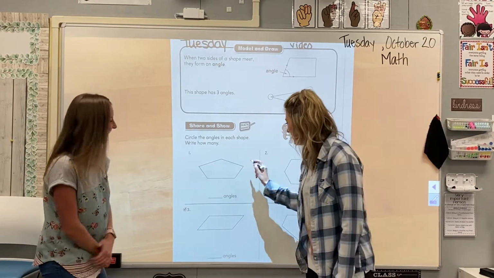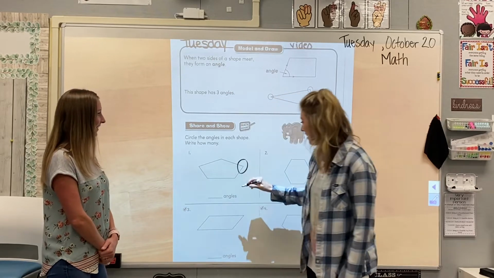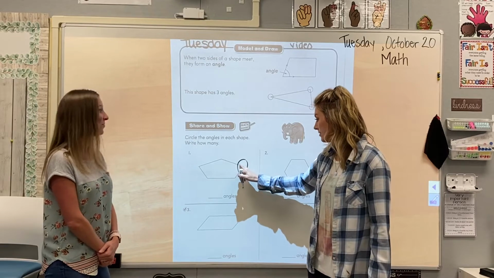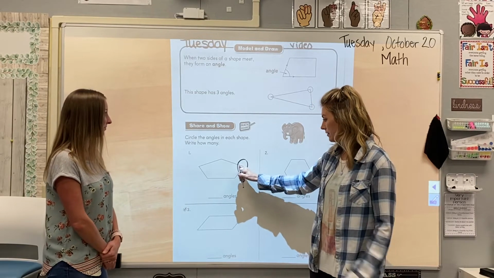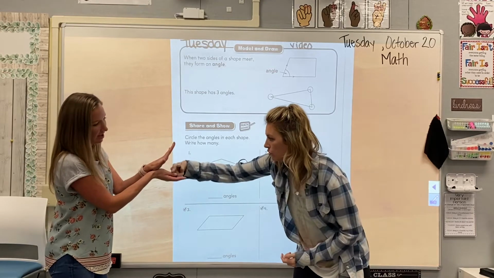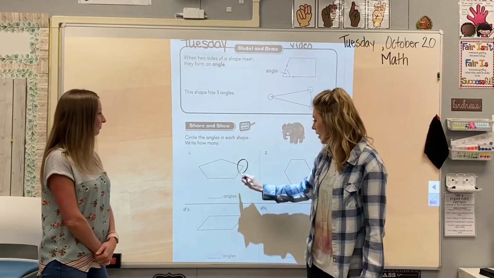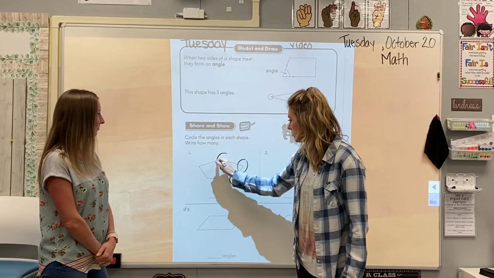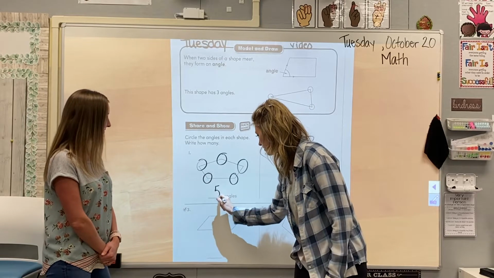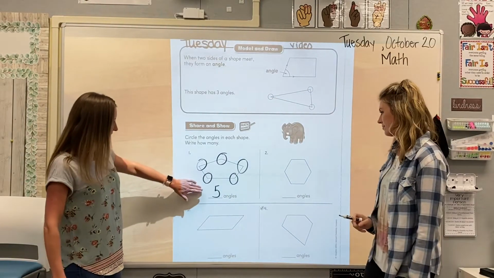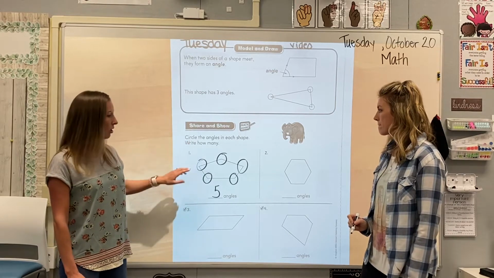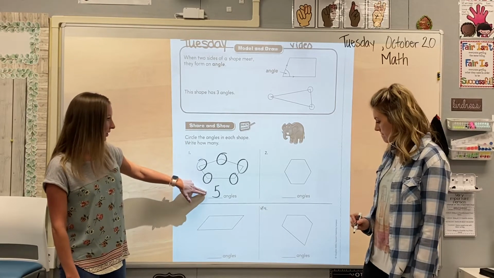Let's try this one. So this one, I just so happen to have circled the vertex and the angle, which is the space inside where the two lines connect. Kind of reminds me of a mouth. Yeah, that's open. That part right here is the angle. So one angle, two angles, three angles, four angles, five angles. Good job. And I like how you wrote that number nice and clearly on the line as well. So not only do you have to circle the angles, you also have to write the number down below.